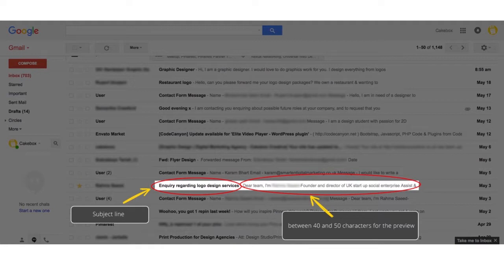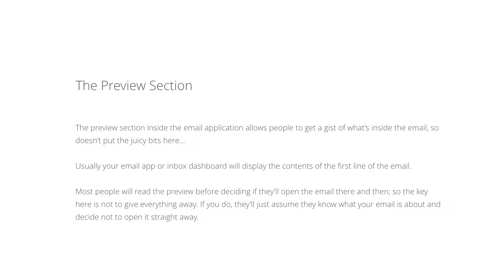There's an important reason for this, but we'll talk about that a little bit later in the module with some examples. The preview section inside the email application allows people to get the gist of what's inside the email, so don't put the juicy bits in there. Usually your email app or inbox dashboard will display the contents of the first line of the email. Most people will read the preview before deciding if they'll open the email there and then. So the key here is not to give everything away, and if you do, they'll just assume that they know what your email is all about and perhaps decide not to open it straight away.